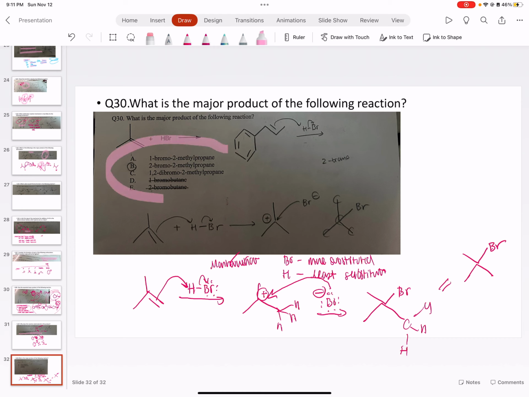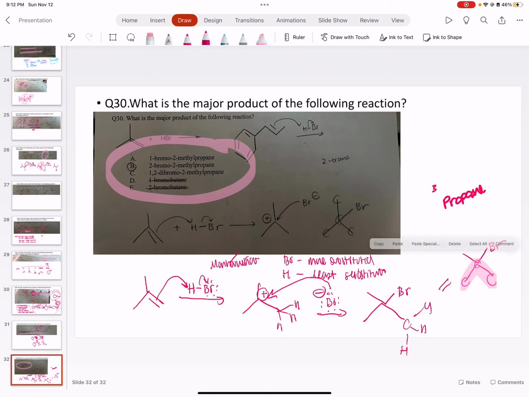Afterwards, it's about knowing how to do IUPAC rules. If I were to name this one, we have to remember that in IUPAC we first identify our longest chain. 1, 2, 3. So my longest chain is going to be this one, which is 3 carbons. Therefore it's going to be a propane. 1, 2, 3. It doesn't really matter which side, because our substituent would end up on number 2.